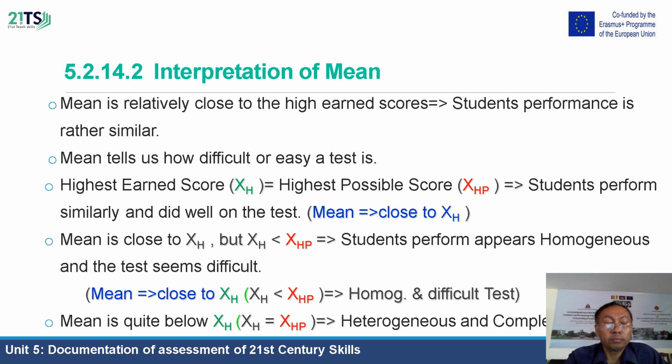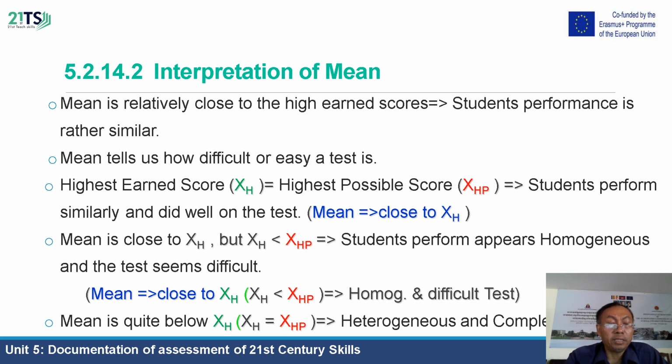Interpretation of means. When we find the mean is relatively close to the highest earned score, that means student performance is rather similar. Mean can tell us how difficult or easy a test is. When we find the highest earned score equals the highest possible score, that means students performed similarly and did well on a test. This means close to the highest scores.